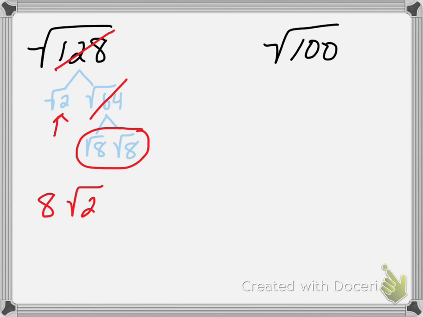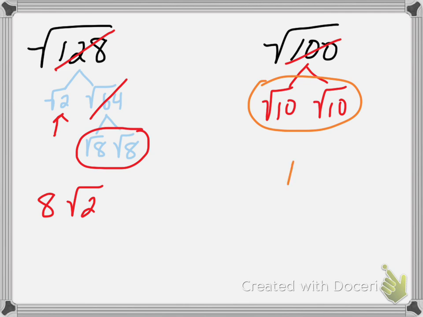All right, radical 100. Oh, look, radical 100 is a perfect square. It's the same thing as radical 10 times radical 10. That number's gone. Since I've got 2 radical 10's here, it just comes out as a 10. Nothing's left over. 10 is my answer.